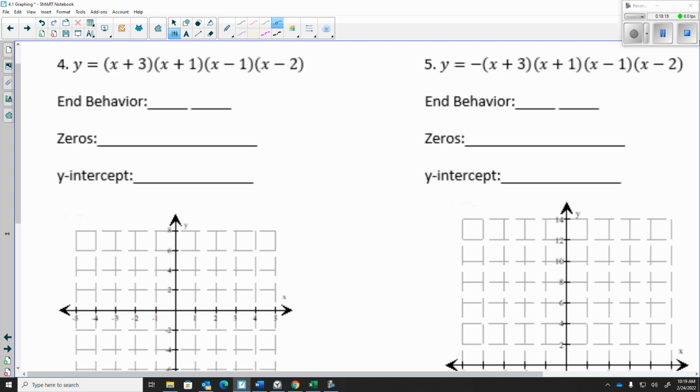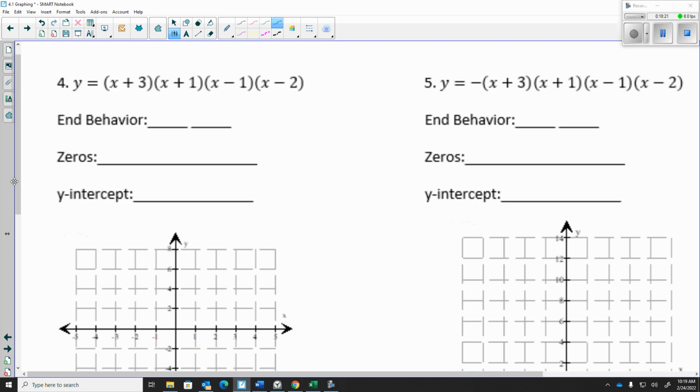So to find the end behavior, I need the leading coefficient and I need the degree. Is the leading coefficient positive or negative? It's positive because there's no negative. What does that mean? What's going up? The right side. So the leading coefficient is positive. That means the right side's going up. The degree. What's the degree?